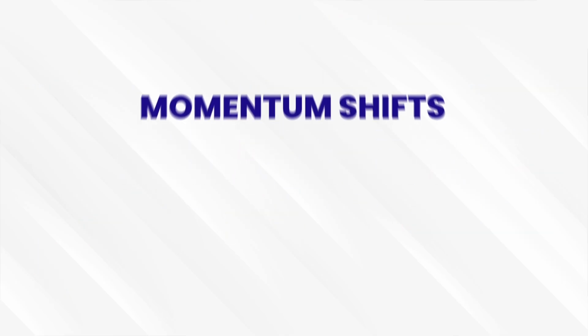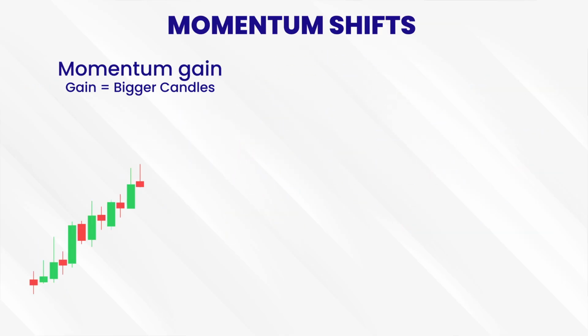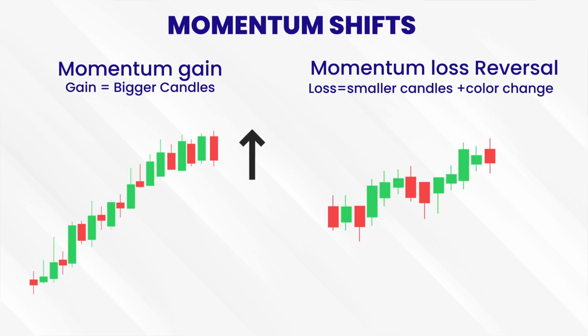Momentum shifts. Momentum shifts are key. When candles grow bigger, momentum is gaining. But when they shrink and colors change, it signals a possible reversal.